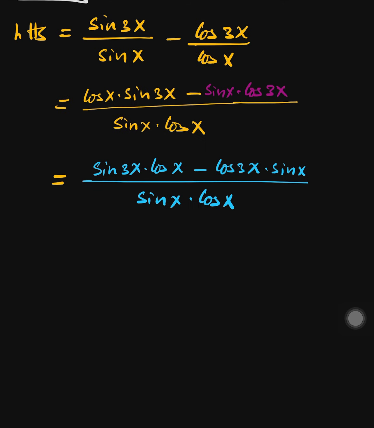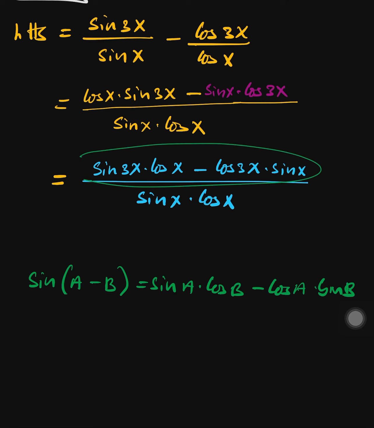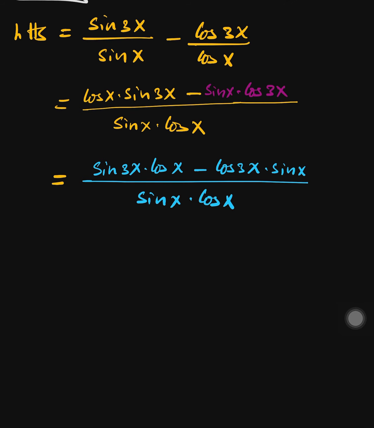Now pay attention, we have a law that says sine of a minus b equals sine a times cos b minus cos a times sine b, which is exactly what we have in the numerator if you pay attention. So I'm going to convert my numerator to be in this form, where my a is 3x and my b is x itself. So let us apply that law.